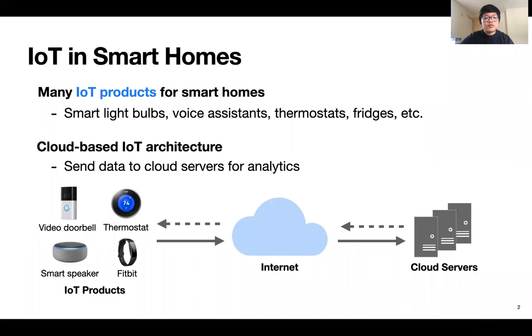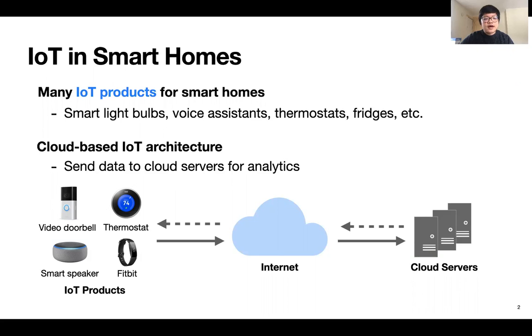Let me begin with the motivation for this talk. Nowadays, IoT devices have become increasingly common. In smart homes, we have smart light bulbs, which can be controlled using our voice. There are smart speakers with voice assistants such as Alexa and Google Home. We have Fitbit that allows you to record your exercise, smart thermostat that can learn your temperature preferences.